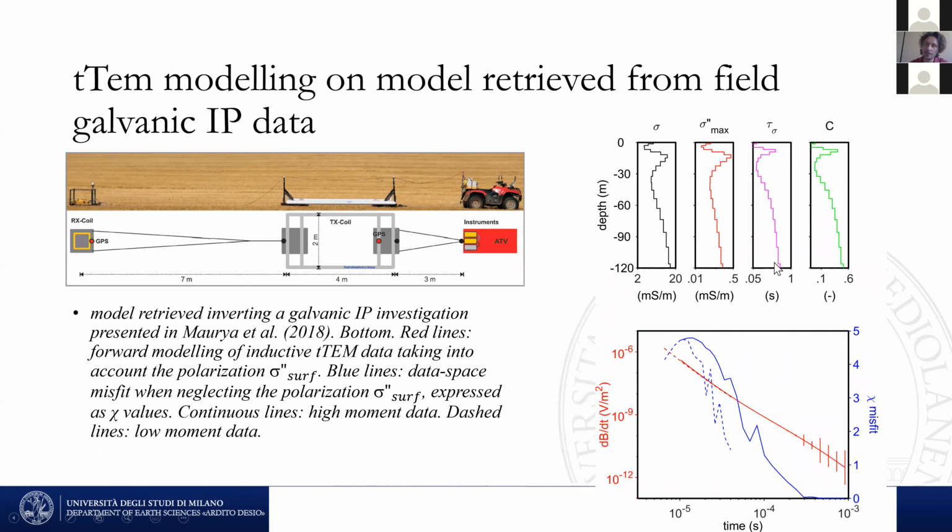So what I did was to take one IP model derived from the galvanic IP data acquired on the site. And then with this model, I did the forward response of the TTEM data, again, with and without IP. And here the misfit, if we disregard the IP phenomenon in this site with a thin clay layer in the first 10 meters, goes up to 5 for the early gates. So this means again that neglecting completely the IP phenomenon in inversion of the EM data can give problems, because we might end up with a bias in our resistivity model.